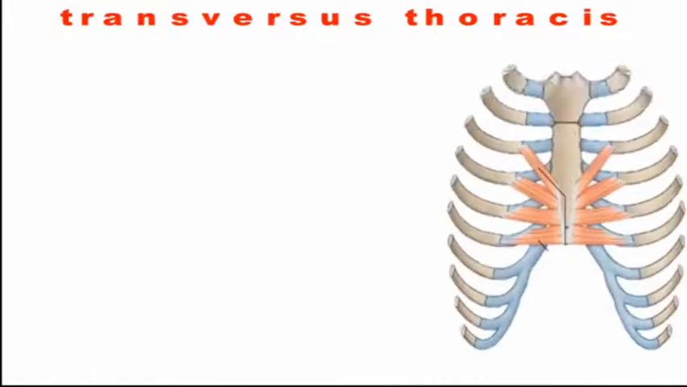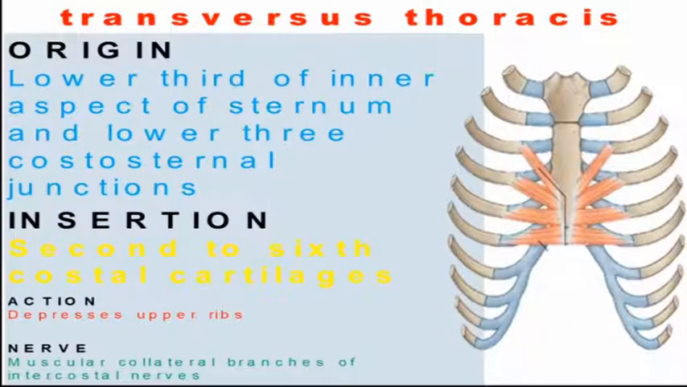Transversus thoracis is the next muscle, having its origin from the lower third of the sternum and lower 3 costal cartilages, the costosternal junctions, and it inserts on the 2nd to 6th costal cartilages of the thoracic cage, and its function is to depress the ribs, and it is innervated by the muscular collateral branches of the intercostal nerves.